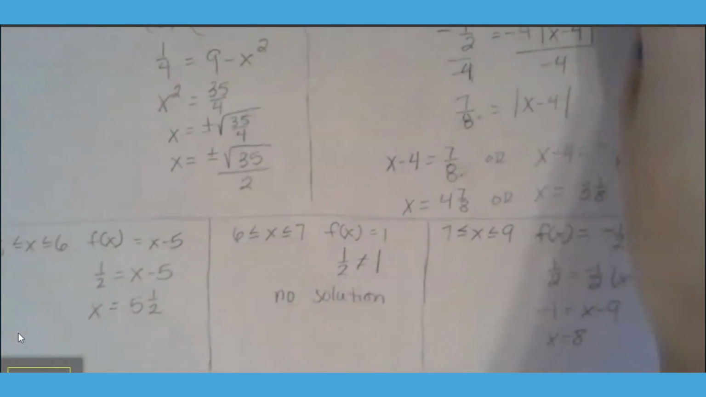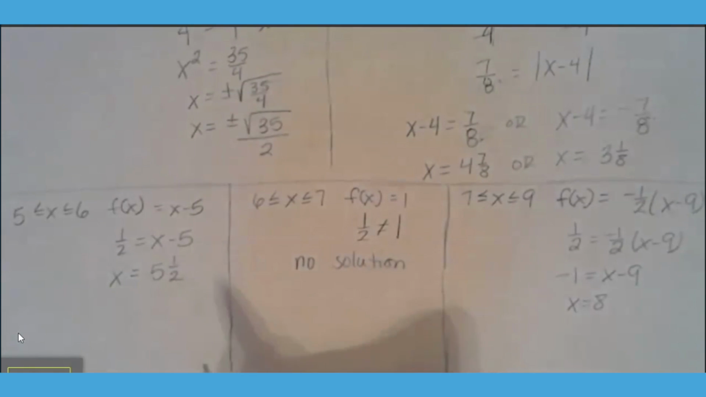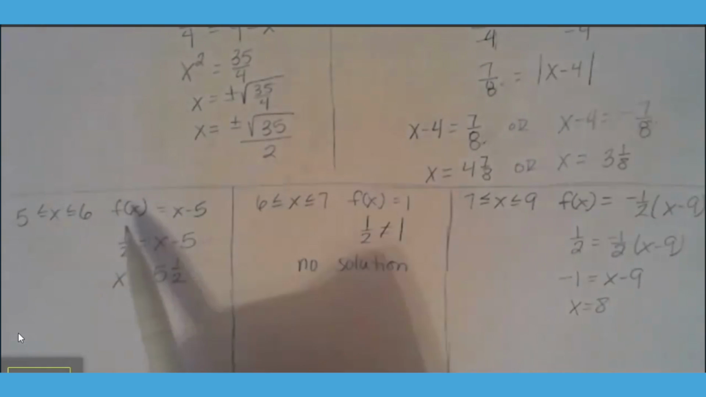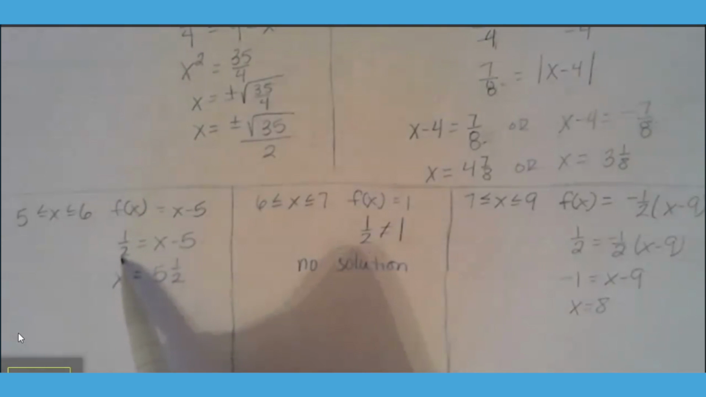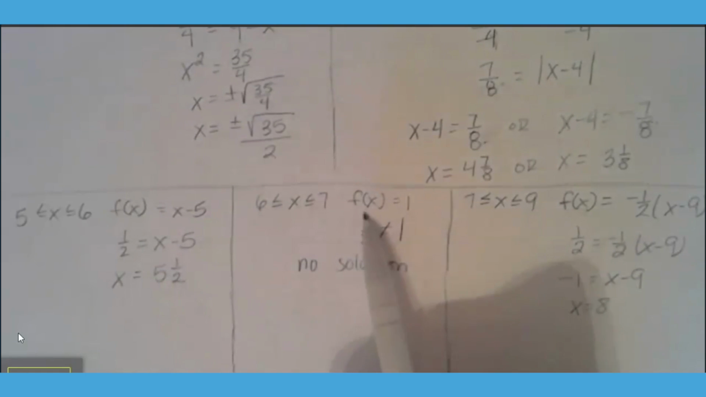For our final 3, these are a bit simpler, so depending on how you want to scaffold this within your groups, you may give these to students that you feel need to be successful and need to be able to contribute to the group. So here we know that f of x is 1/2, and I'm able to solve for x and get that x is 5 1/2.